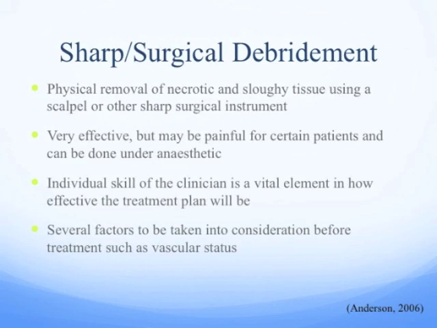Sharp or surgical debridement is the physical removal of necrotic and sloughy tissue using a scalpel or other sharp surgical instrument and is the fastest debridement method. It is very effective but may be painful for certain patients and can be done under anaesthetic. Individual skill of the clinician is a vital element in how effective the treatment plan will be. There are several factors to be taken into consideration before having the patient undergo surgical debridement, such as understanding their medical history, if there's any vascular impairment or if the patient is on immunosuppressant medications, etc.